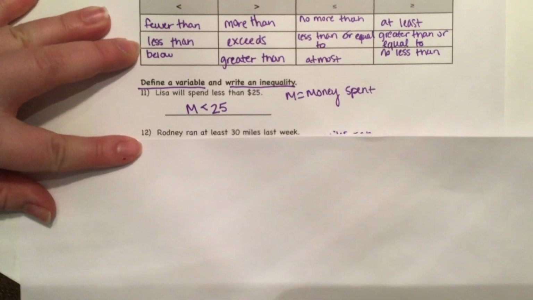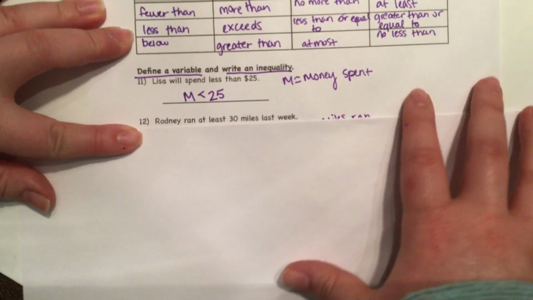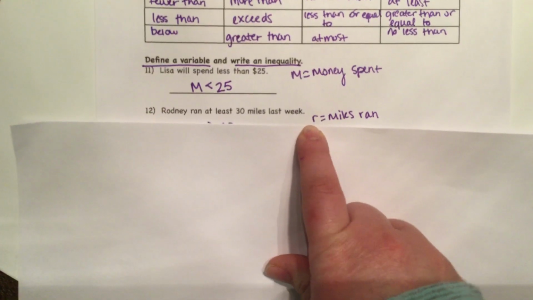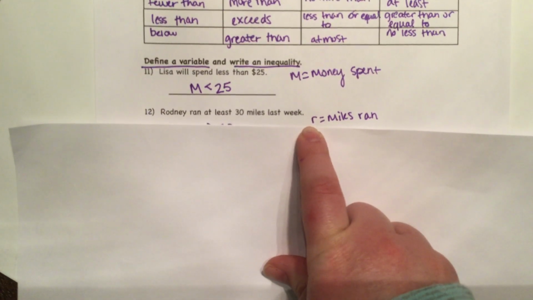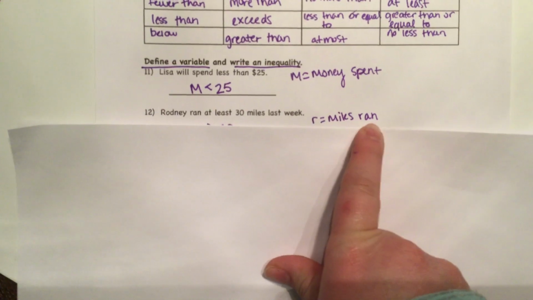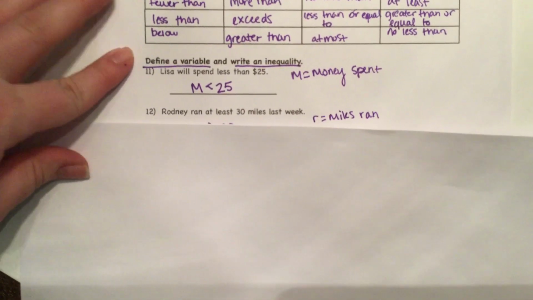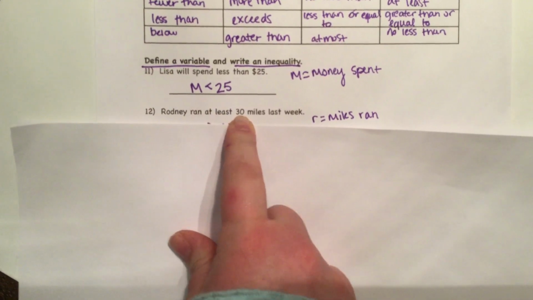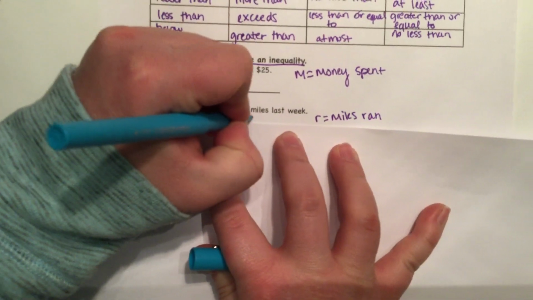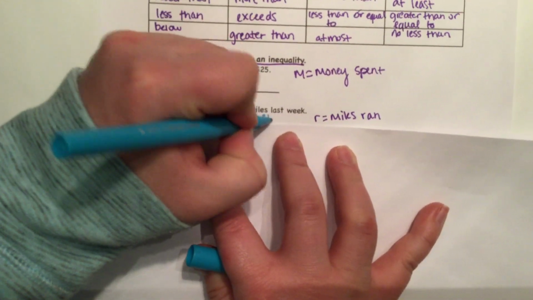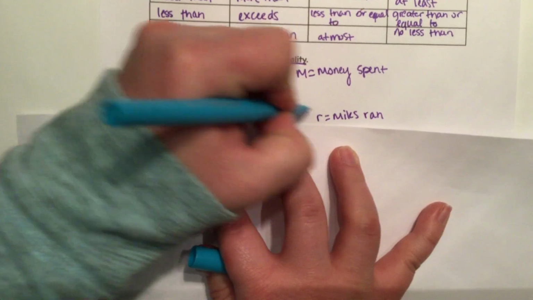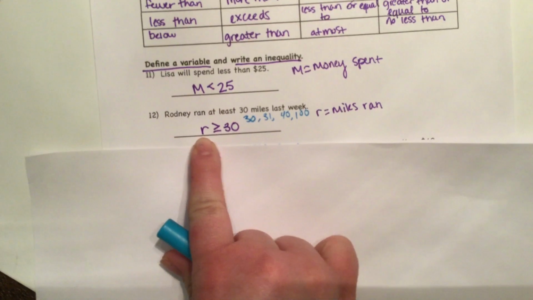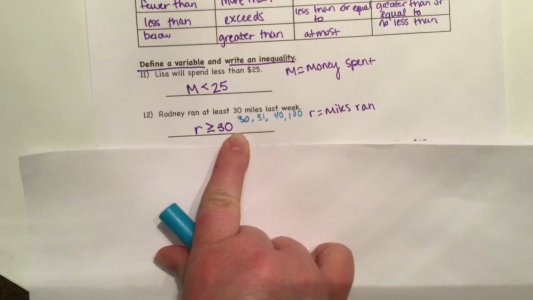Let's look at another. Rodney ran at least 30 miles last week. So first thing I'm going to do is pick a variable. I chose R. And I'm saying that that's equal to the miles ran. Okay. Now, we know he ran at least 30 miles. This means that he could have ran 30. He could have ran 31. He could have ran 40. He could have ran 100. So we're going to write this as R can be greater than or equal to 30.